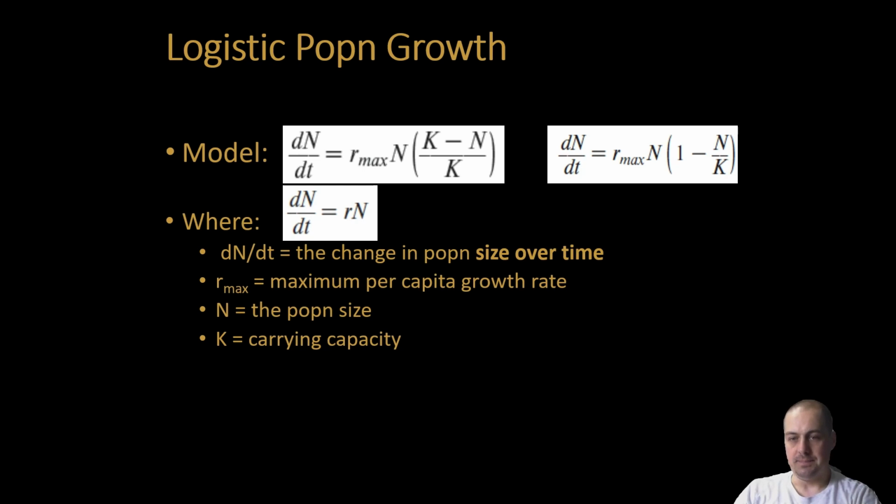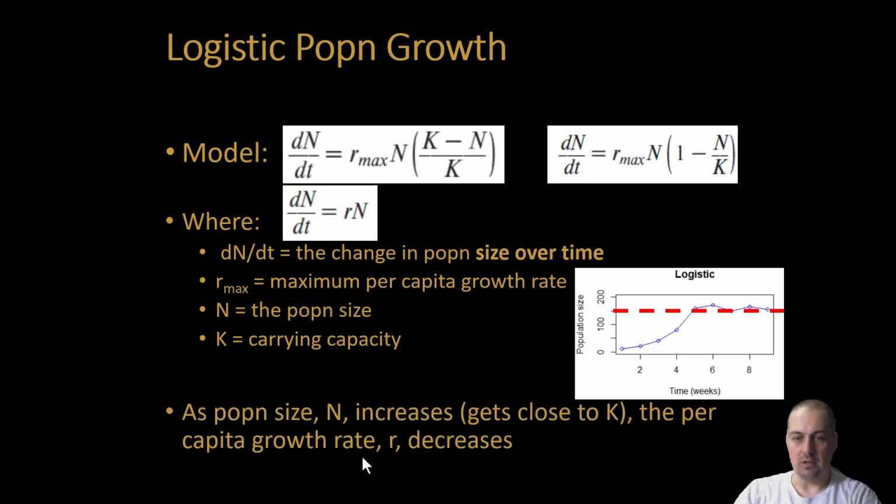So one of the trends that you get is that as your population size N increases, or in other words, gets closer to K, your per capita growth rate is going to decrease. So if you think about this logically, as N gets closer to here, it is going to slow down in terms of growth rate once it hits K, because it can't grow past that. And then you're going to get fluctuation but no net increase, which means your dN over dt will be 0.